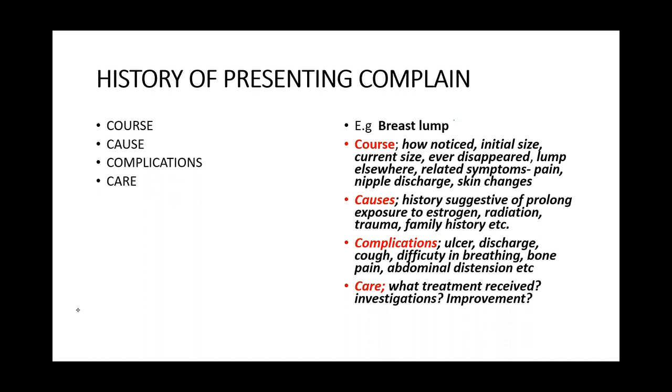From the question we saw initially, just for example, you are asked to take a focused history from a 45-year-old woman presenting with a left breast lump. In the history of presenting complaint, you must ask for the 5 C's. The course, cause, complications, and care the patient received. How was the lump noticed?